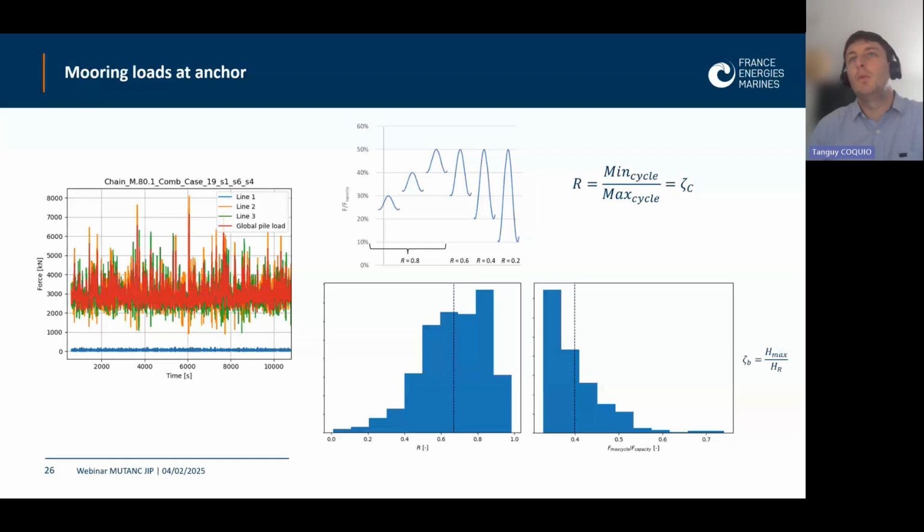We mainly focus on 2 parameters: R, also called zeta C, which is the mean cycle load over the max cycle load, and the zeta B parameter, which is the max load over the capacity of the pile.